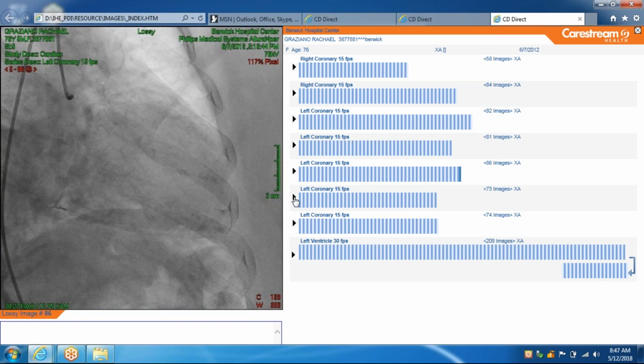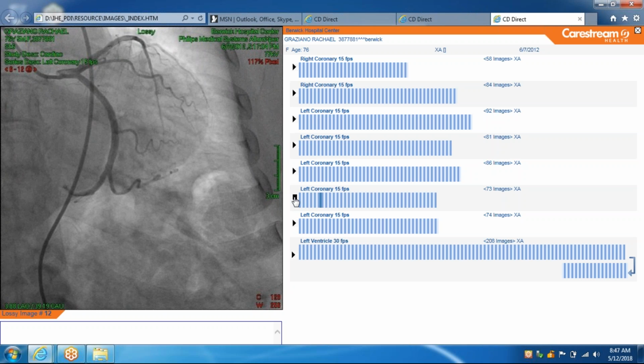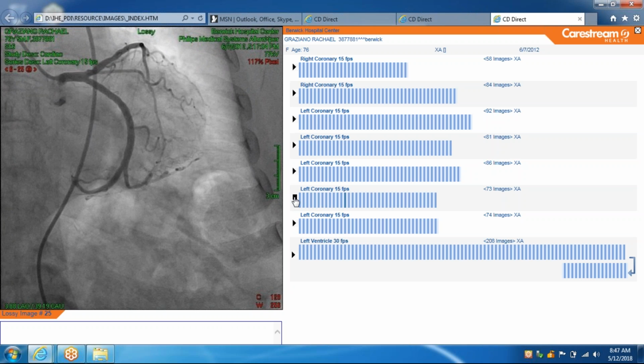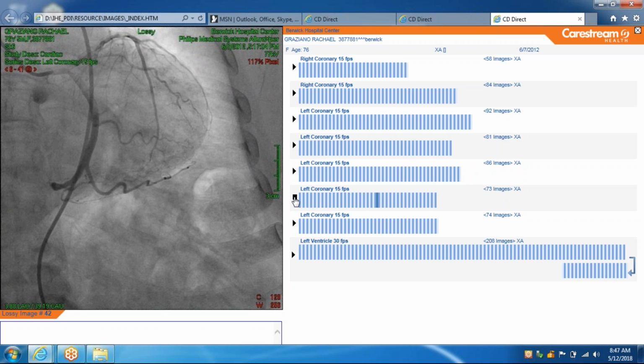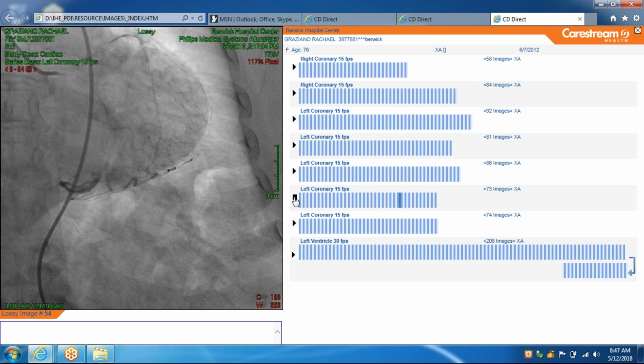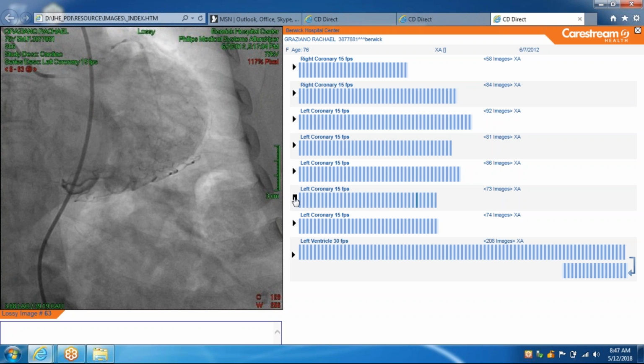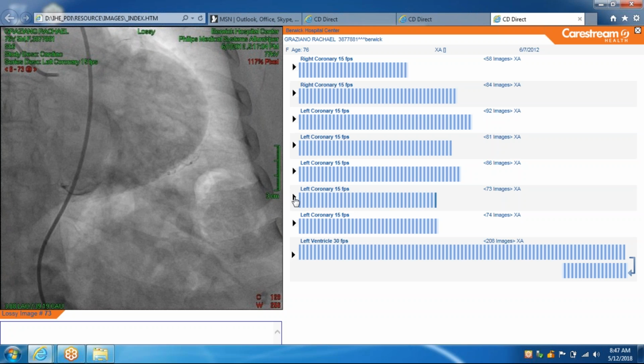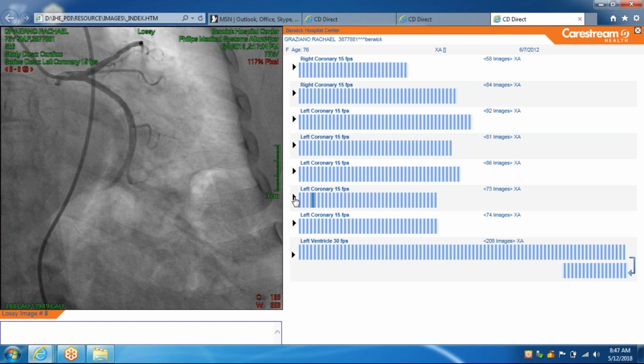Okay, this is our spider view. So you want to splay the blood vessels out so you can look to see if there's any obstruction. All right, so spider view.